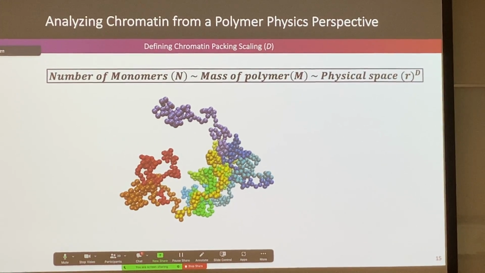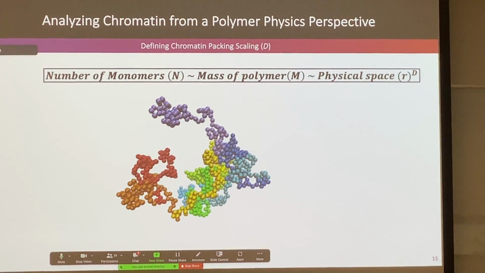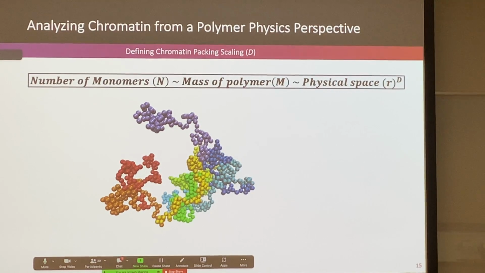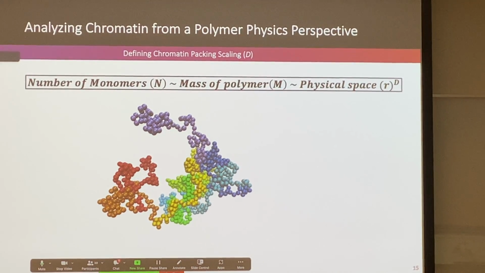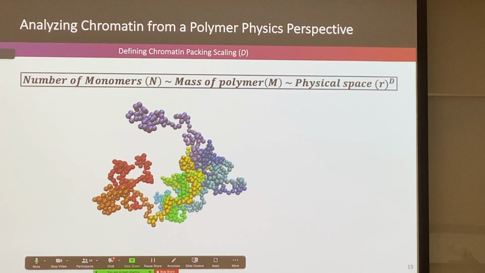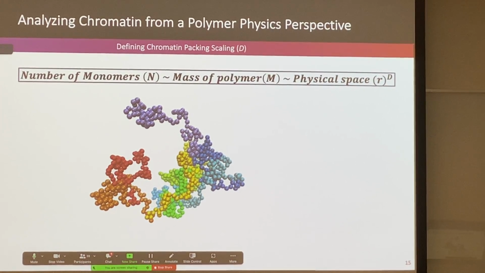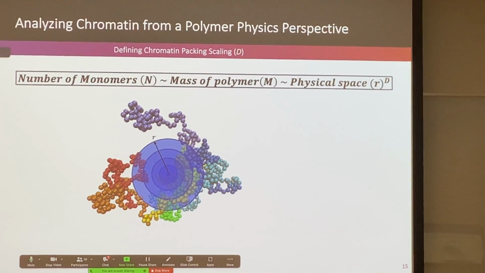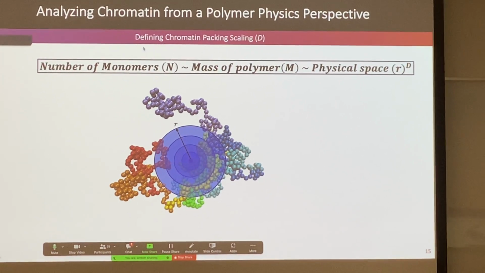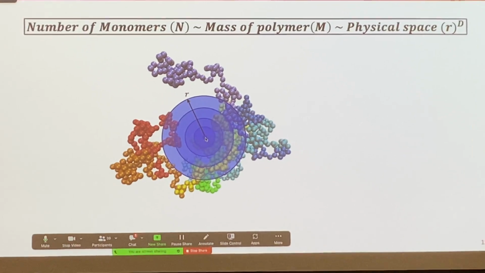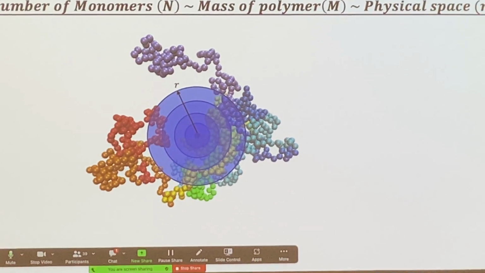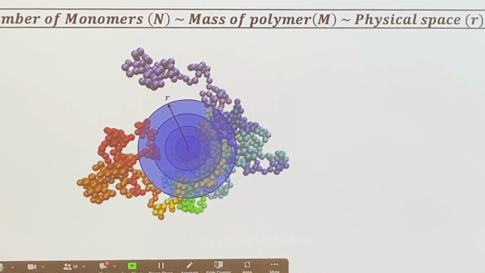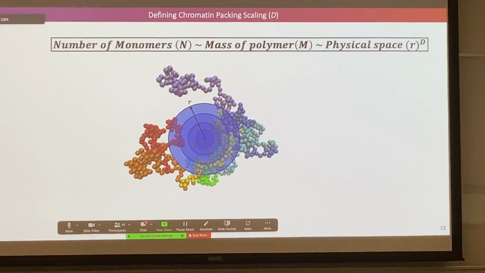And one concept in polymer physics is this power law scaling relationship between the number of monomers, or the mass of the polymer, and the three-dimensional physical space it occupies. And the power law scaling coefficient describing this relationship can be called the chromatin packing scaling. And what I mean by this specifically is that when we start, for example, from the center of this polymer and then count the number of beads in spheres of increasing radii, this defines the scaling relationship, again, between the number of monomers and the physical space.